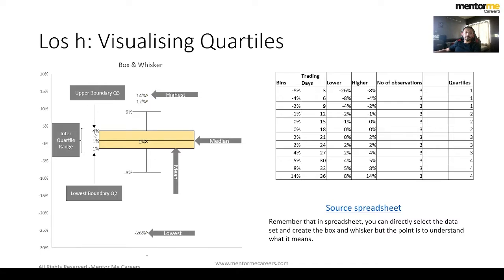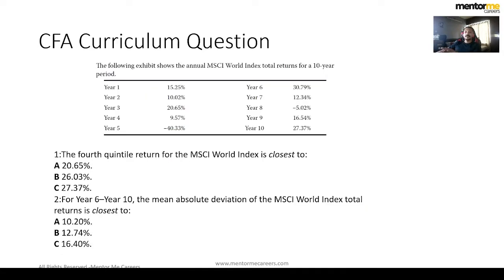That's basically nothing but the quartile range, right? So this is how you basically visualize quartiles. You just need to know what this means, you just need to interpret. So if a question comes up where they show you a box and whisker plot, you need to identify what means what. Let's look at an example CFA curriculum question.